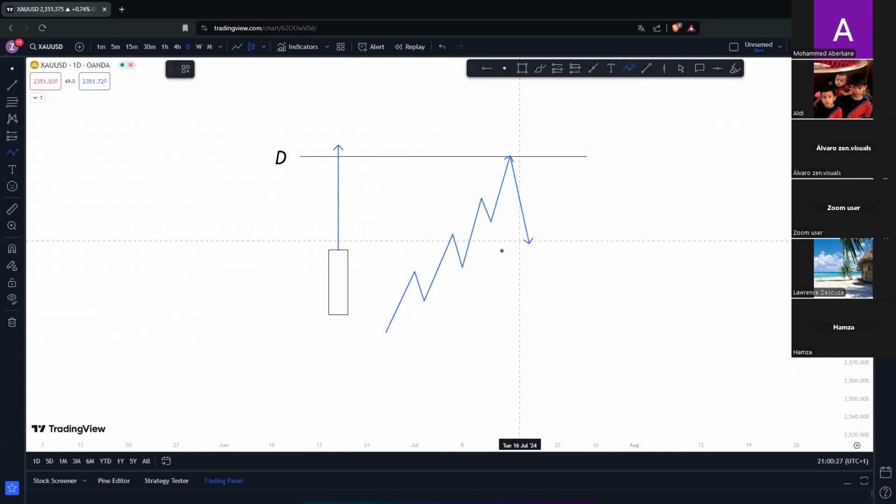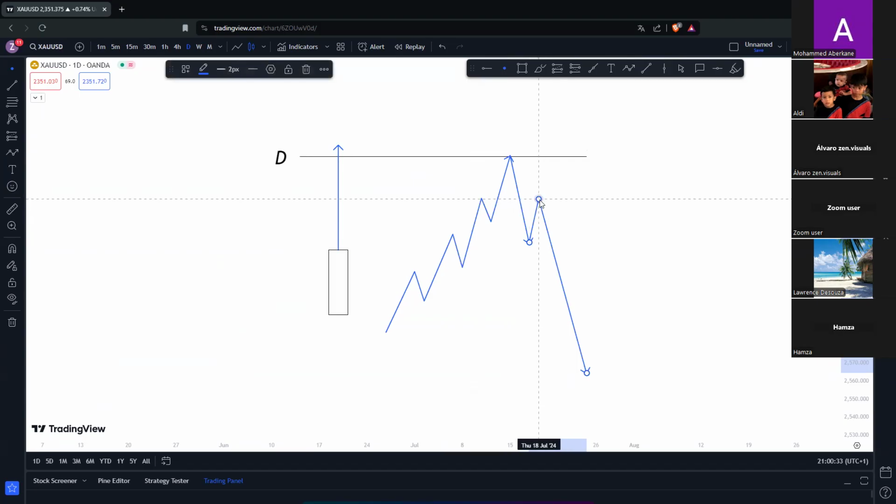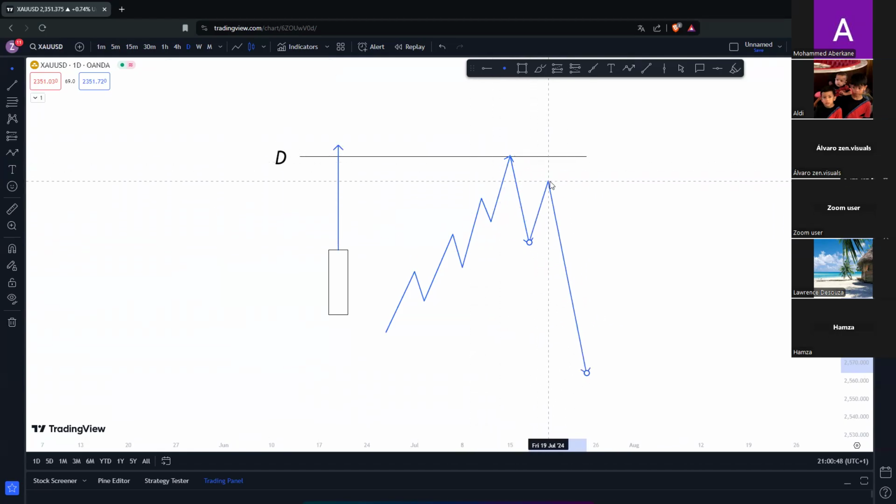A pullback happens. A pullback to where? It can be just here and then go down. It can be to the QM and then go down. It can be to the last resort level. You can call that the last resort level. Some people call it apex, whatever you want to call it, okay? So that's the last level. Now, how do you know which level is going to hold and which level is going to give you a scalp?